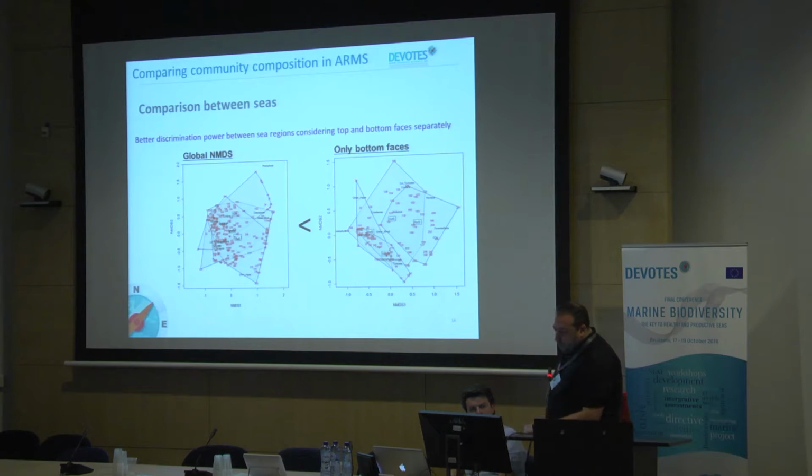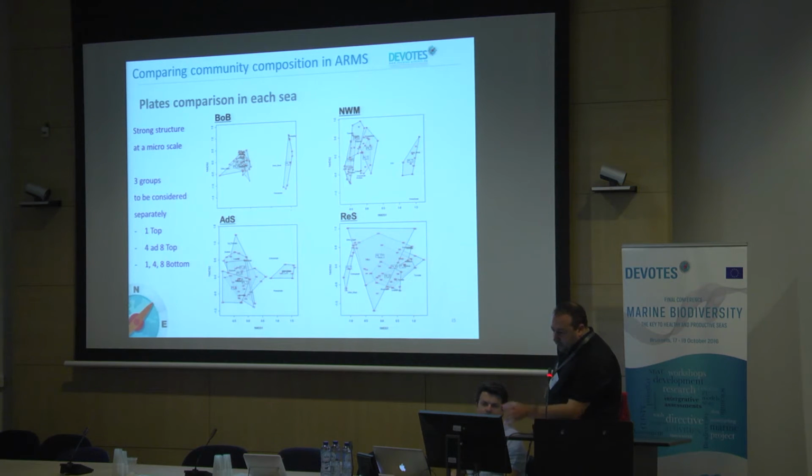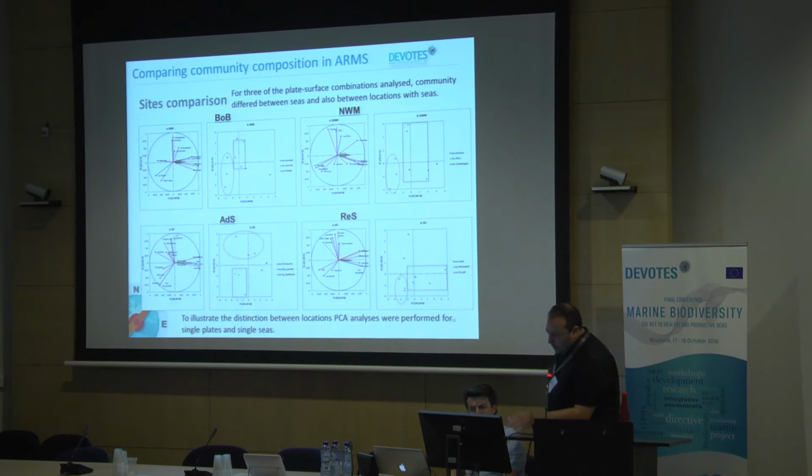So we performed global NMDS, and the better discrimination power between sea regions was found considering top and bottom faces separately. I just show one example, but it was generally always the case. When we performed analysis with different plates and different faces, we found strong structure at a micro scale with 3 groups to be considered separately: 1 top, 4 and 8 top, and 1, 4 and 8 bottom together.